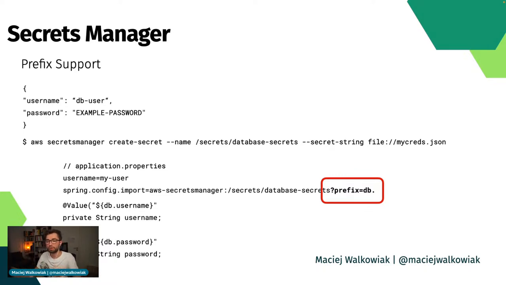So now you can set the prefix, and it means that all the properties that were set in the JSON file will be prefixed with whatever you set as a prefix, right? So in this case, you said that it's db dot. So it means that it won't be just available as a username, but it will be available as db.username and db.password.